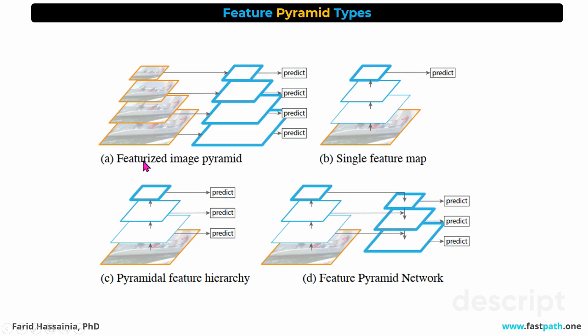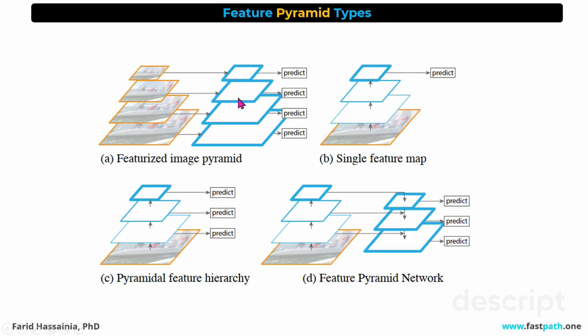The first one is the featurized image pyramid. And the idea here, as opposed to the other ones, is to have a pyramid of resized images. So we rescale our images and we build that pyramid. And then for each resized image, we create our feature map. By doing that, we are creating a pyramid of feature maps. And then we predict our class and objects at different levels of our feature map.